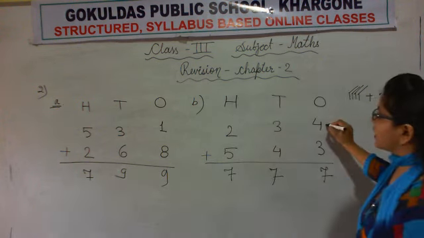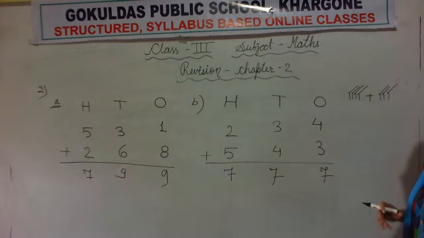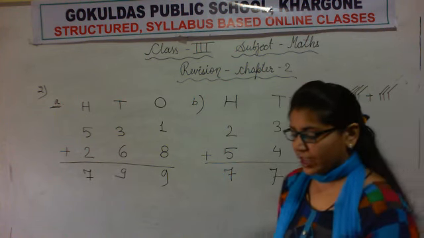So first addend is 234, second addend is 543 and sum is 777. Okay.